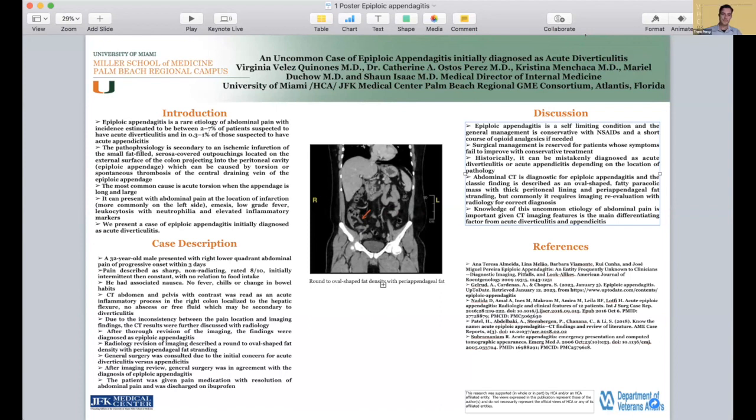Great job. Are there any predisposing factors in patients for appendagitis? It's just an outpouching that develops normally in people. What I read is that if the outpouching ends up being large, it will predispose to torsion in these patients. So it's just the size of it.